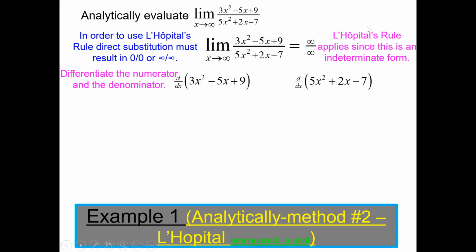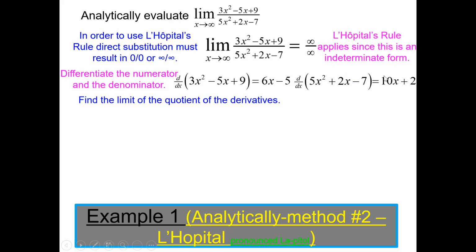So what we're going to do is differentiate the numerator and differentiate the denominator. Notice how we are actually talking about infinity again for the third unit, mainly because we couldn't talk about differentiation with the first unit, so that's why I held off on doing that. If I find the derivative at the top, I have 6x minus 5, and the derivative of the denominator is just 10x plus 2.